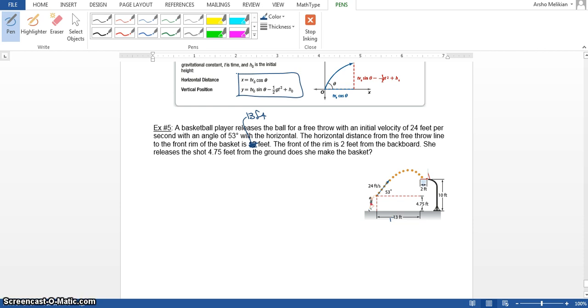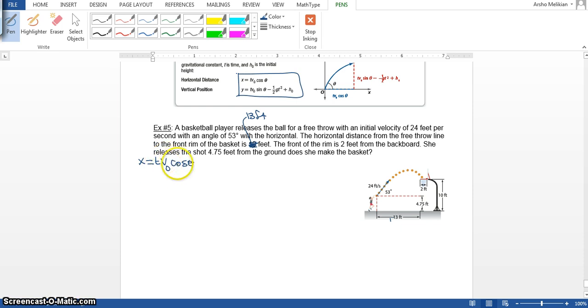Are we taking into account air resistance? No. We're using these values. Remember that all this is in feet. So what is the equation for x? It's t times v naught, which means initial velocity, times cosine theta.